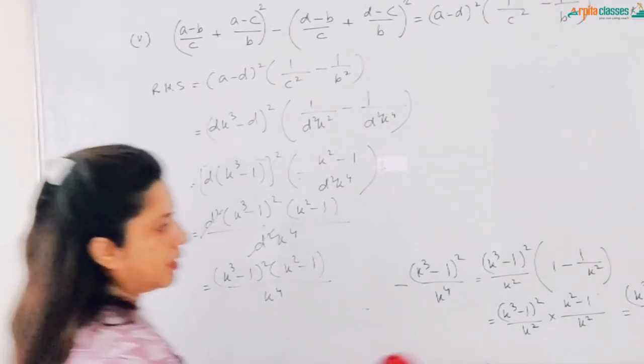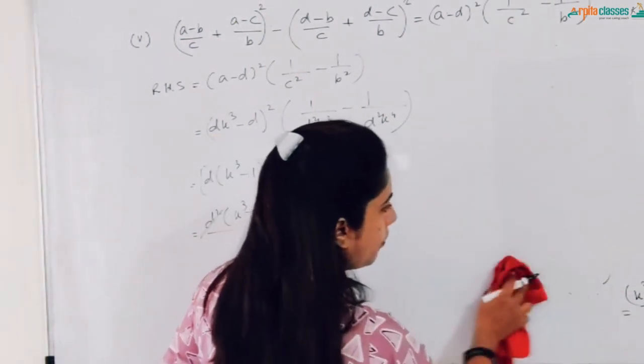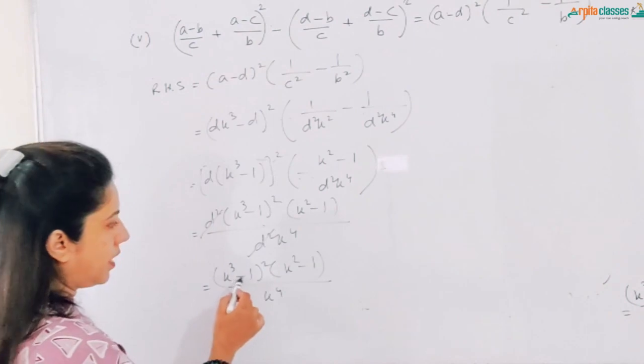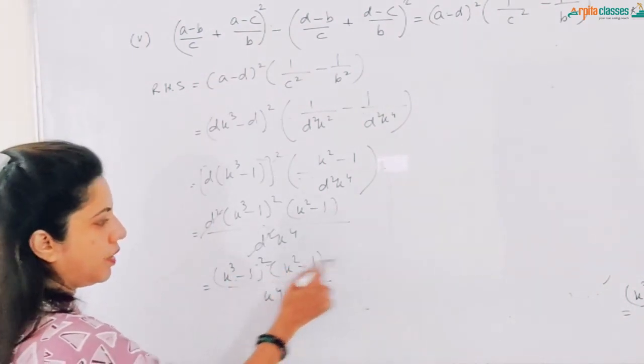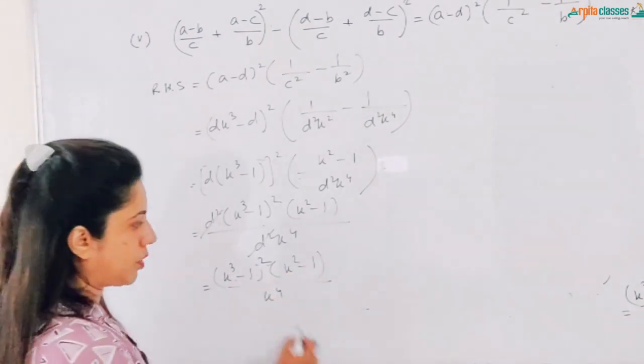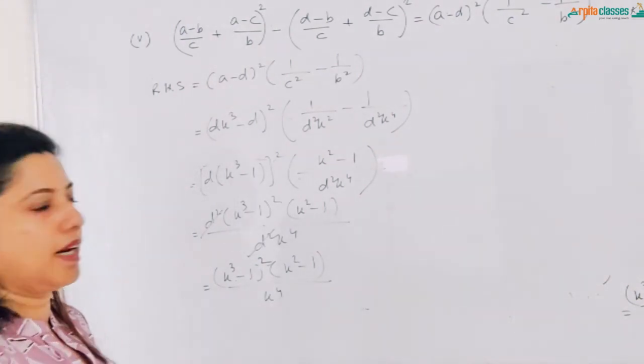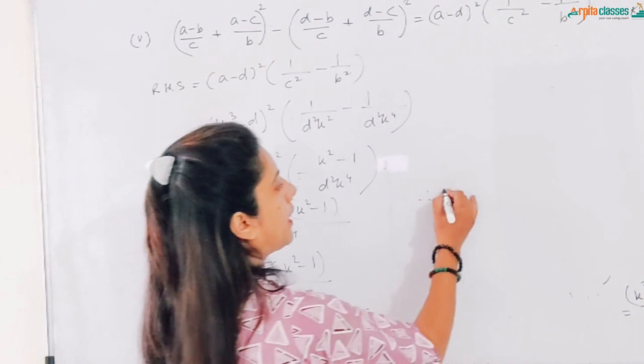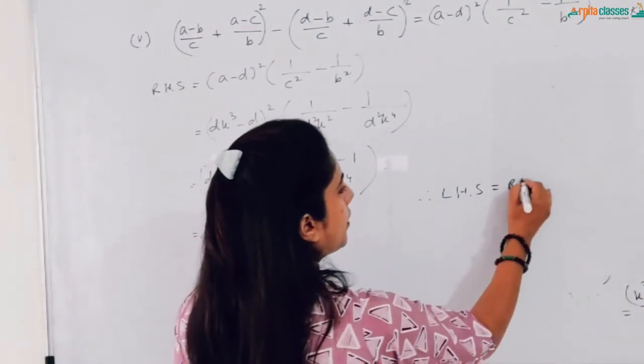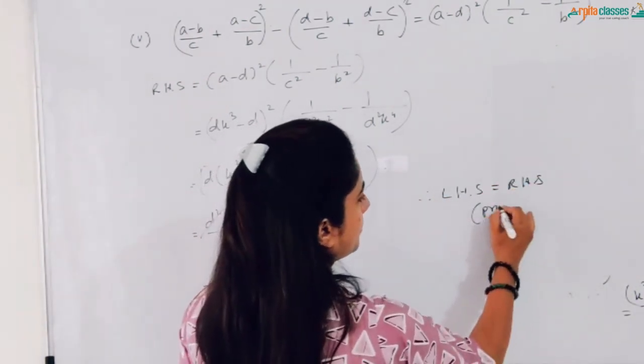Now if you look at the left hand side, what we got, k cube minus 1 the whole square into k square minus 1 divided by k to the power 4. So we got the same thing from the left hand side and from the right hand side. Therefore we can say left hand side is equal to right hand side.